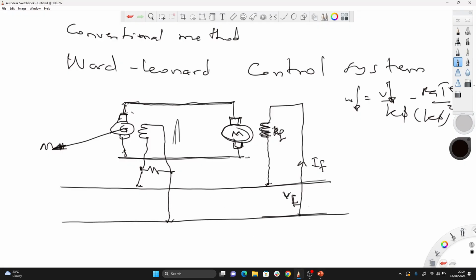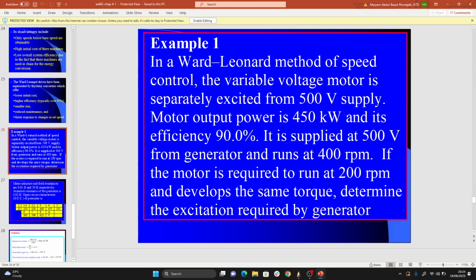So can you refer? So let's read through the question. In a Ward-Leonard control method of speed control, the variable voltage motor is separately excited from a 500 volts supply. Motor output power is 450 kilowatts and its efficiency is 90.0%. It is supplied at 500 volts from the generator and runs at 400 RPM.